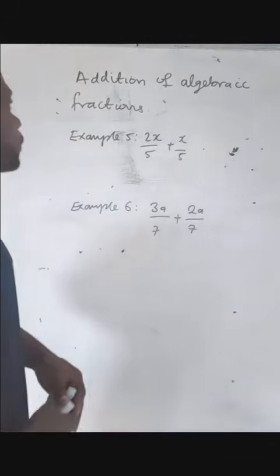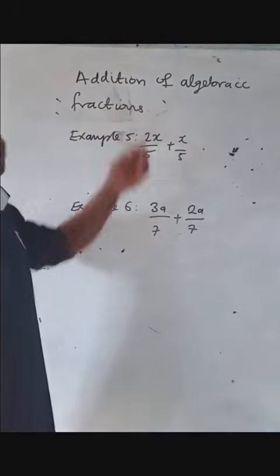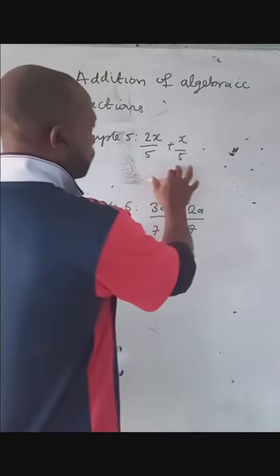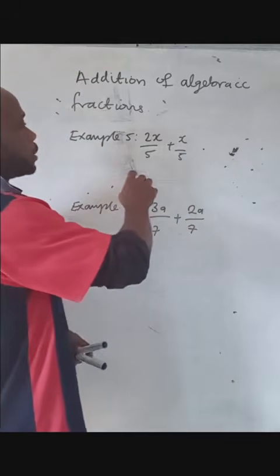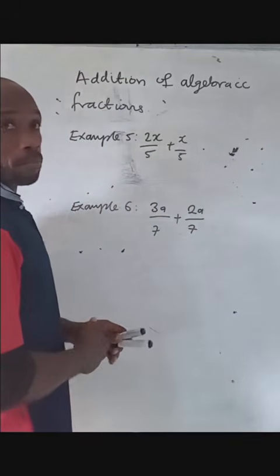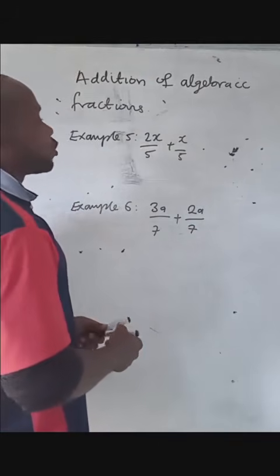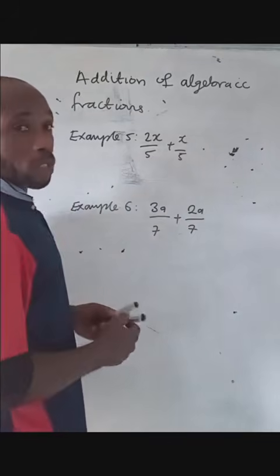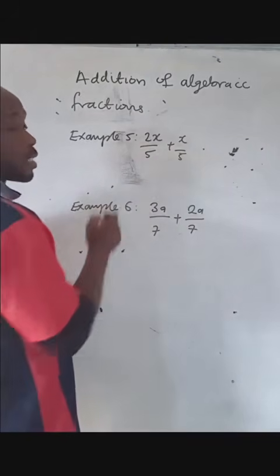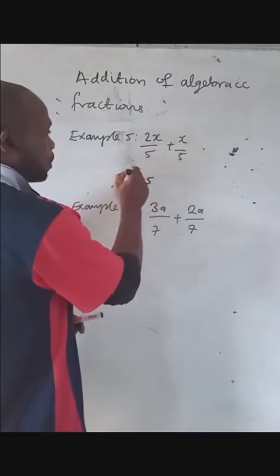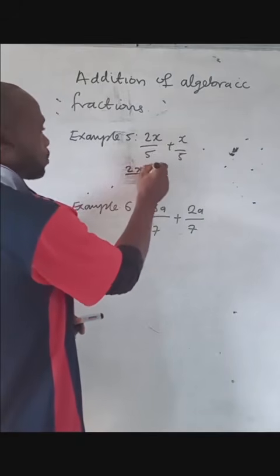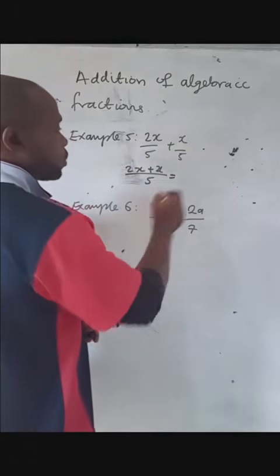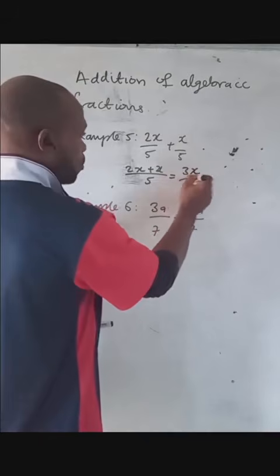Example 5. Algebraic fractions where the denominators are the same. The rule is that you should add the numerators. And because the denominators are the same, the expression becomes 2x plus x all over 5, which is equal to 3x all over 5.